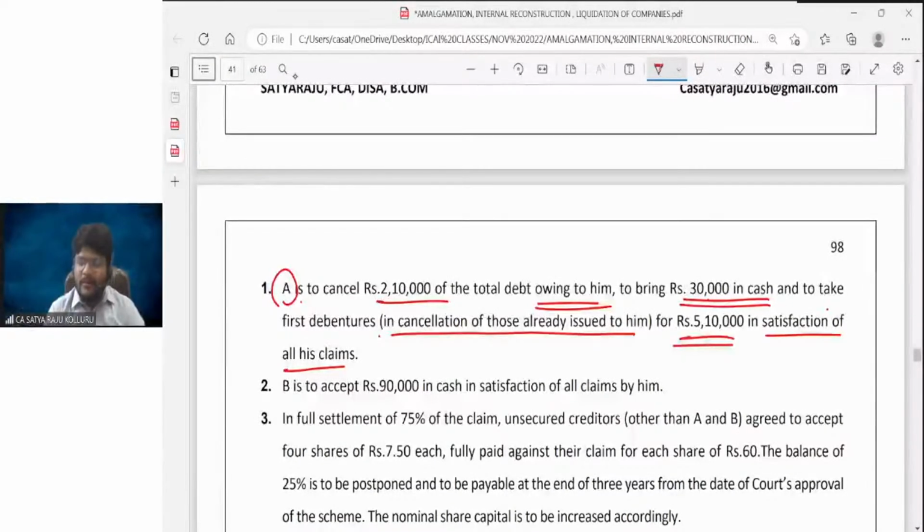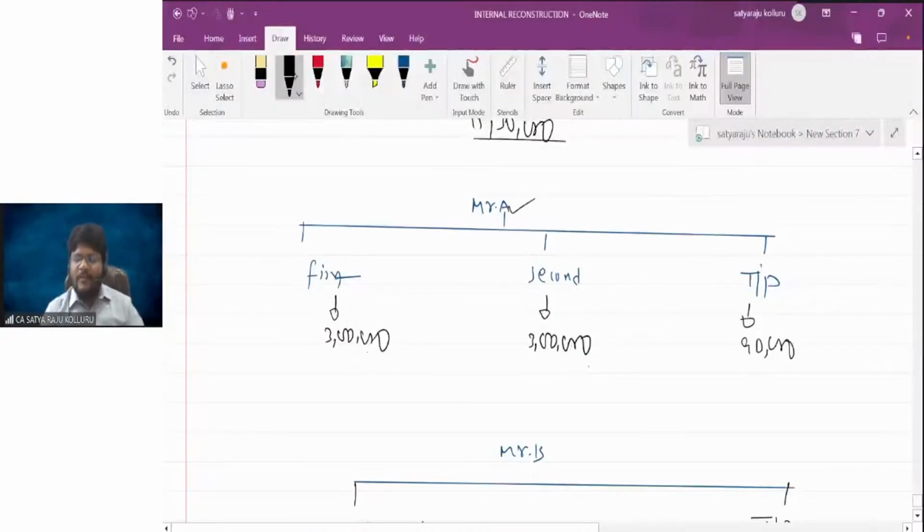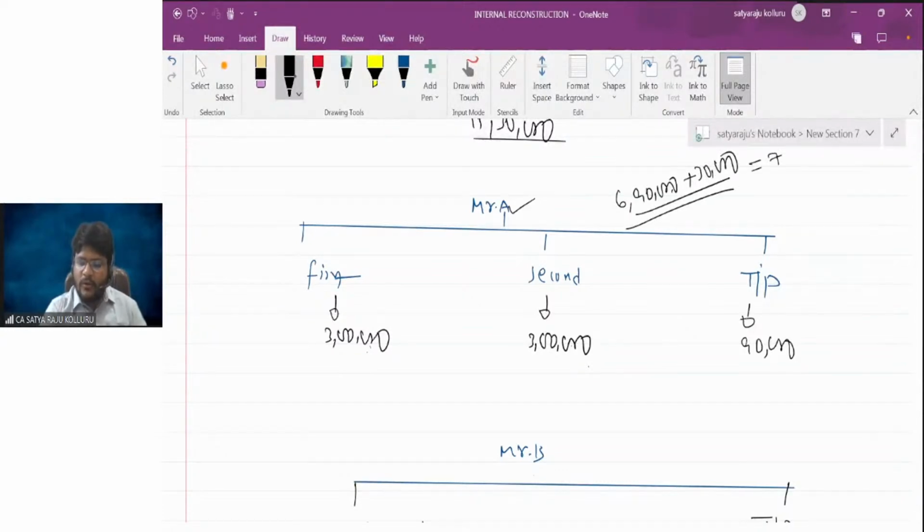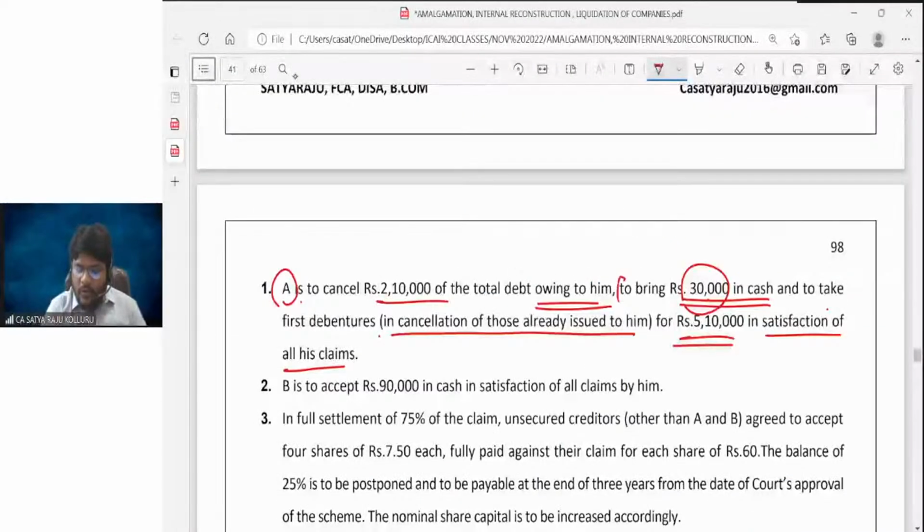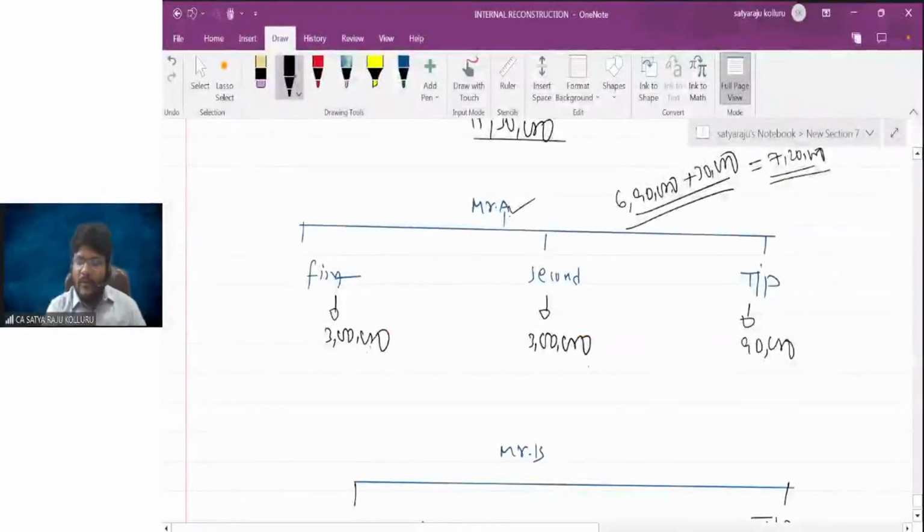To bring means A is bringing 30,000 cash into the organization. Once A brings 30,000 cash into the organization, how much should we pay to Mr. A, sir? 3 plus 3 plus 90. Apart from this 6 lakhs 90,000, once Mr. A introduces 30,000 cash, that 30,000 is also payable to Mr. A. 6 lakhs 90 plus 30,000, total 7 lakh 20,000 we need to pay to Mr. A. First, note point number 1 from here onwards. First, to bring 30,000 in cash, then the total amount payable to Mr. A was 7 lakh 20,000.